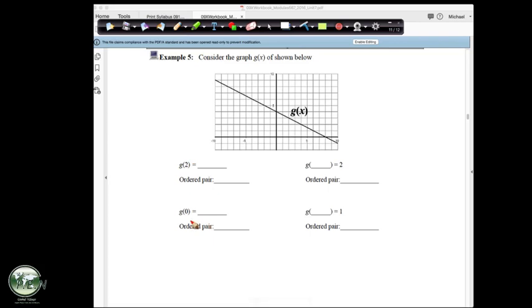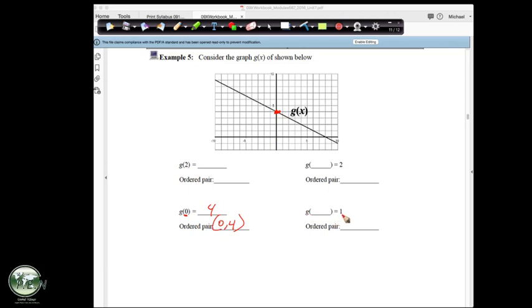So when I've got G of 0, where do I look? Where do I start from? The center, so (0, 0). Now the hard part is, if I'm here, do I go up or do I go left or right? Since I'm looking for the output, I have to go up. So when I look for an output, I'm either up or down. So I go up and I find it here. What's my value? 4. Okay, ordered pair (0, 4).